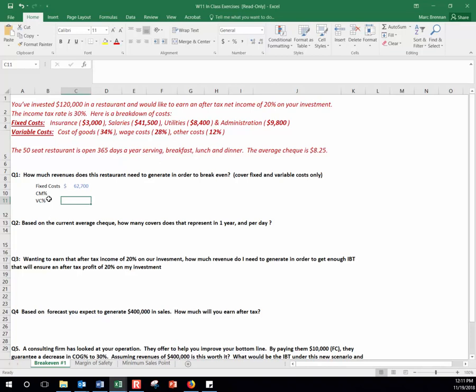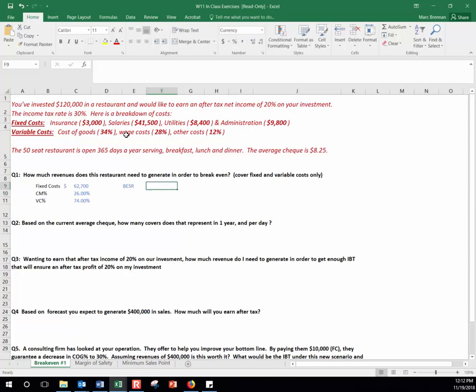Now to get to my contribution margin percentage, I first need my variable cost percentage. My contribution margin percentage is 100% minus my variable cost percentage. So let's first add together my 34% for my cost of goods, plus my 28% for my wages, plus my 12%. Again, all I'm doing is adding up my variable expenses. So I have 74% in variable costs. If I go 100% for my contribution margin percentage, minus the 74% variable costs, I'm left with a 26% contribution margin percentage.